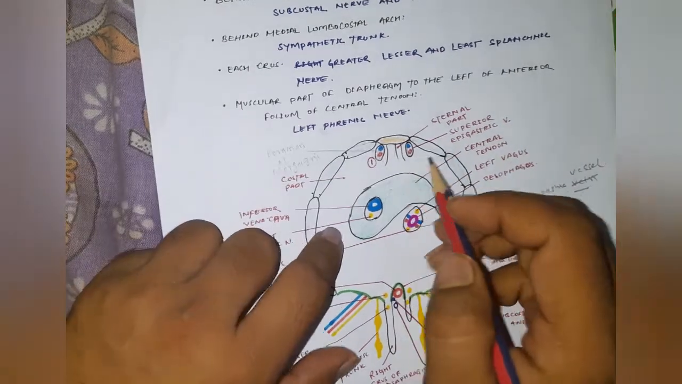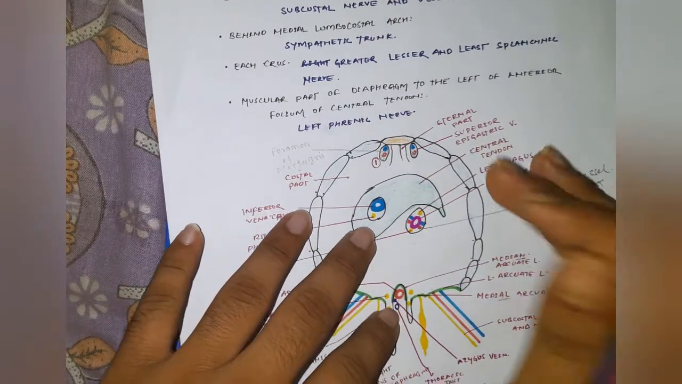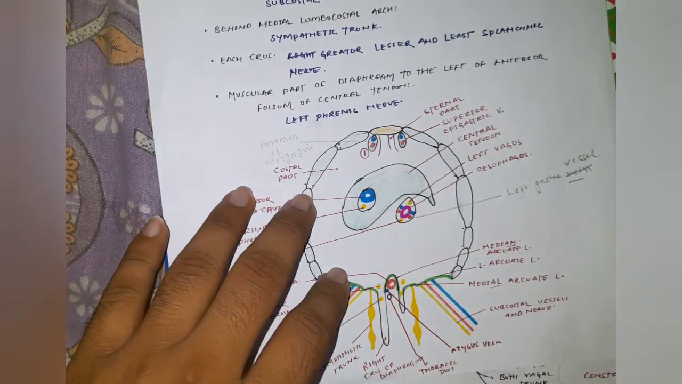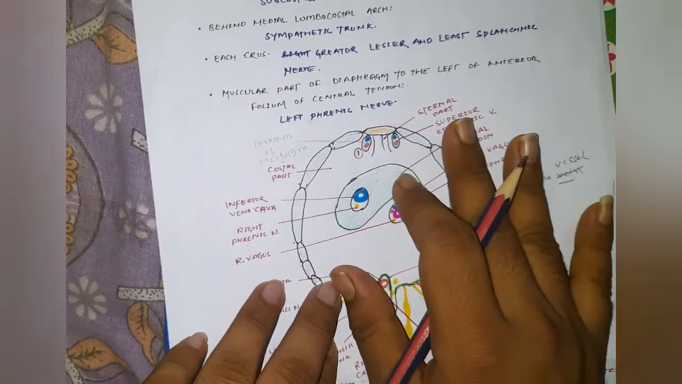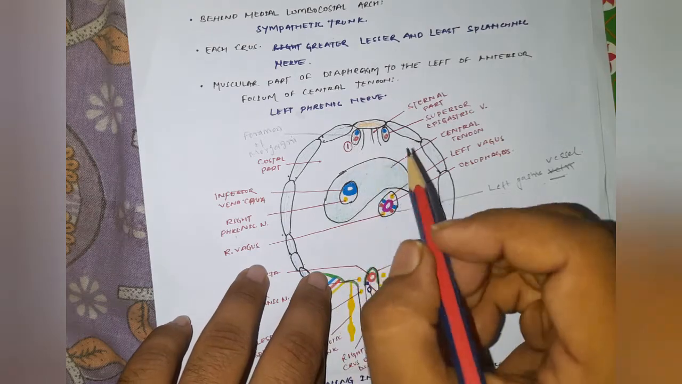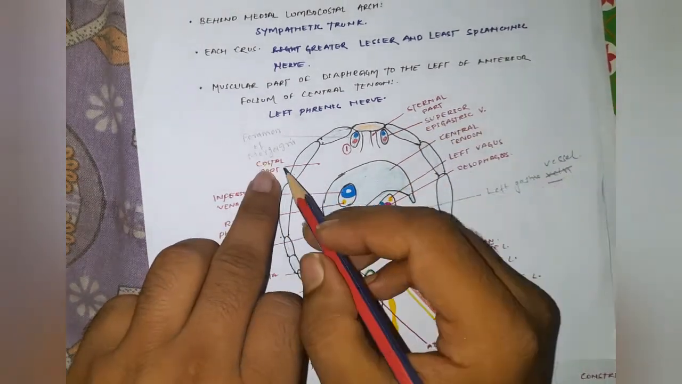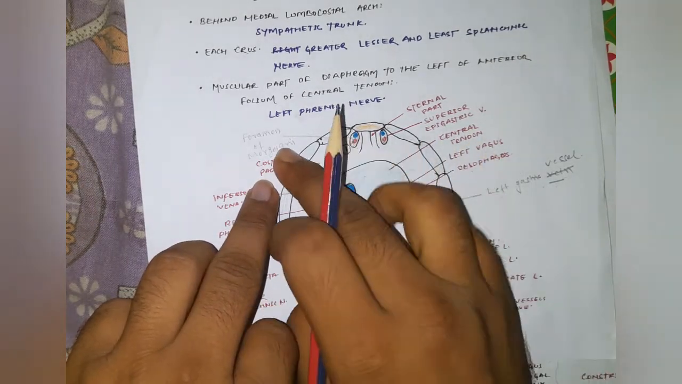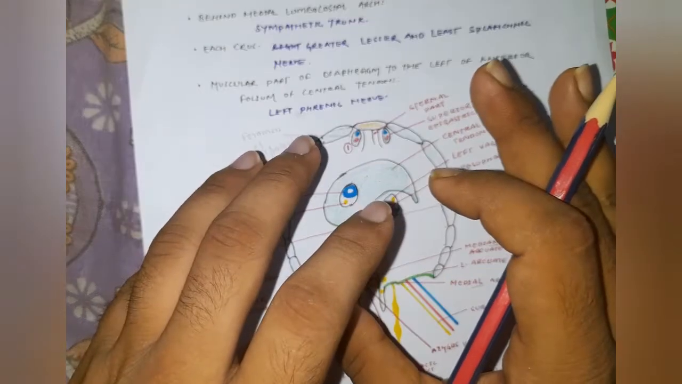We can see this clearly in the three-dimensional figure, but sorry, I can't show this video in three-dimensional, so we are only studying two-dimensional. This space of Larrey is also called the foramen of Morgagni, when the opening is enlarged.